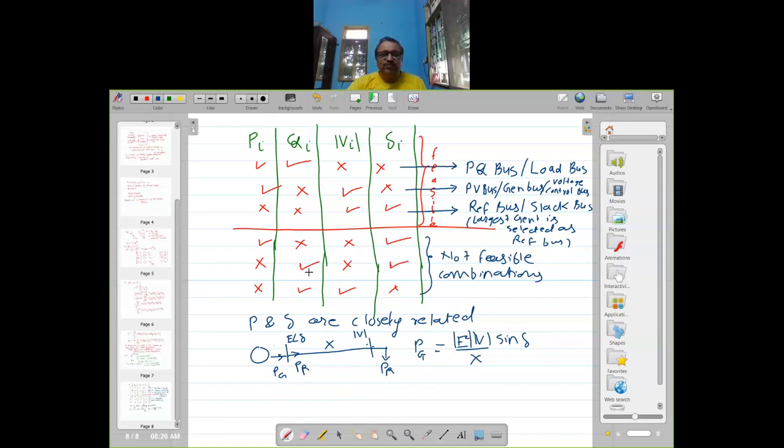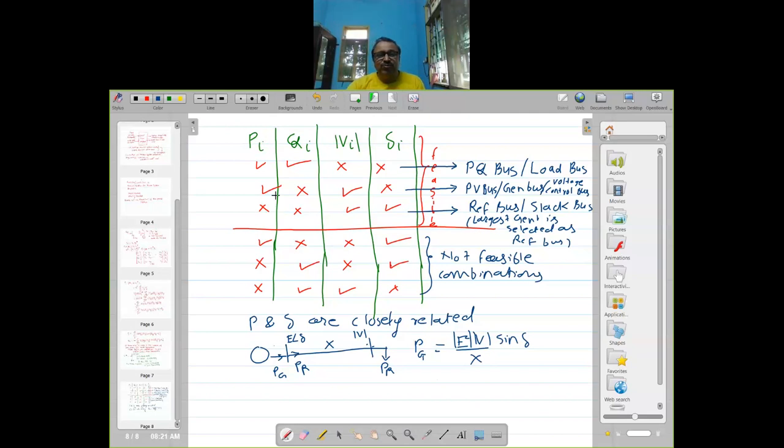In all these cases, for example, take the next case: Q and delta. Now you cannot really control delta. Delta doesn't have any mechanism for independent control. Q you can change a little bit by changing the field current, but delta you cannot. You don't have any mechanism that sets delta to 20 degrees in a power system.